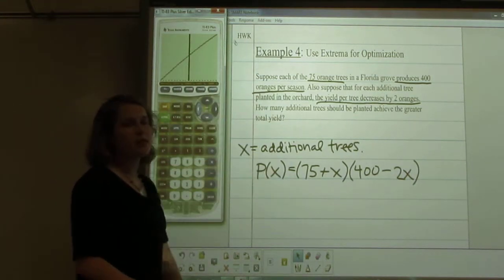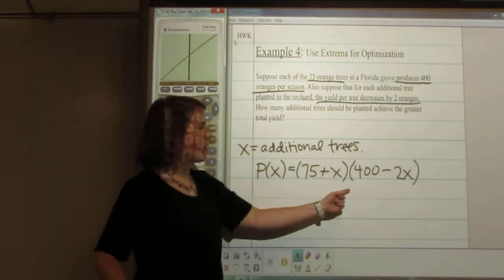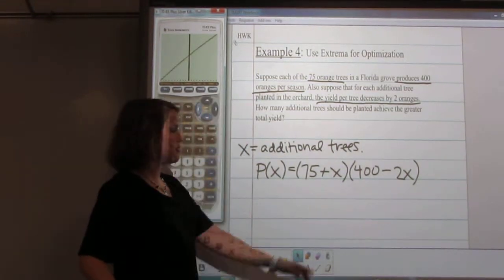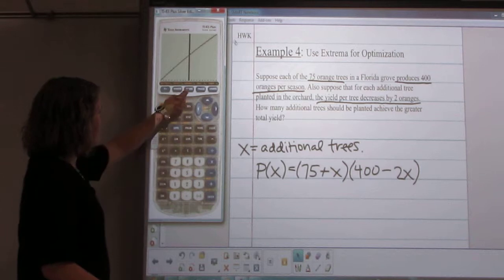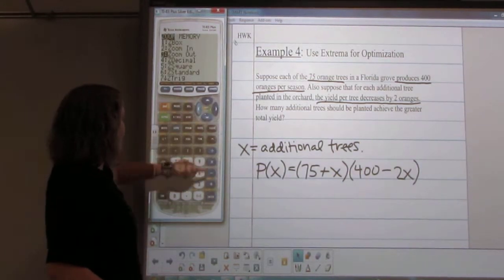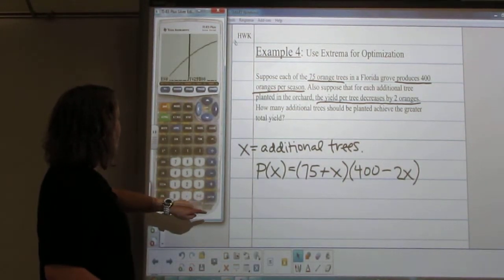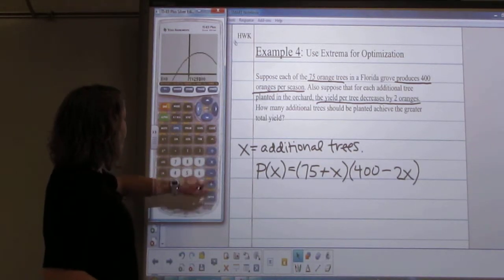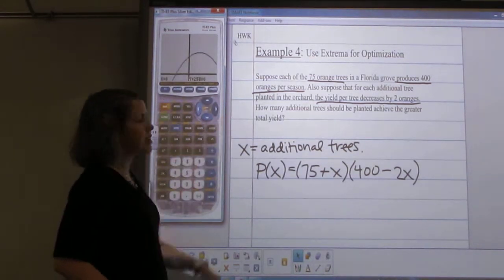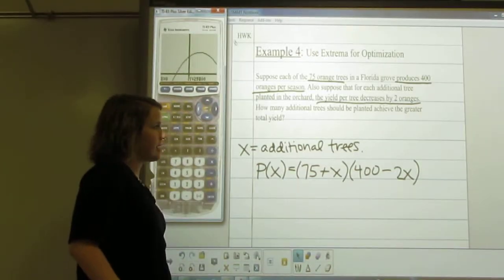Well, we should know it's going to be a curve, right? Because we're going to have a quadratic here. We're going to have x squared. So x times negative 2x would be negative 2x squared. So if we go to zoom and we just say zoom out, we enter. So now you can see it's got that parabola shape to it. So that's kind of what we wanted to see.